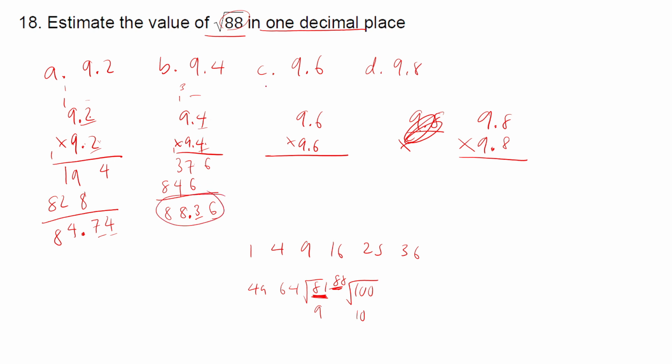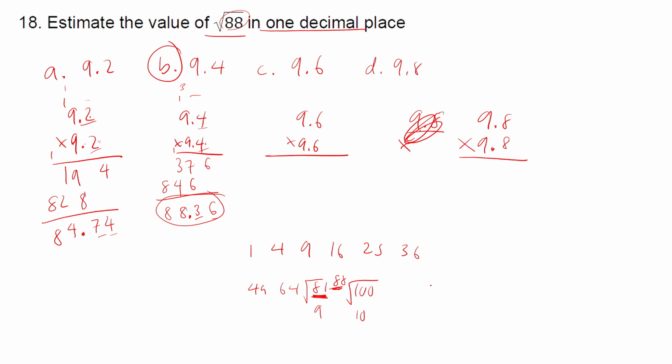And also, if we will try the 9.6, logically, the product of 9.6 by 9.6 is much higher than 88.36. But we're just looking for 88. Well, actually, this answer here is already good. That's why our answer to this question should be 9.4. Okay? And I hope this one is clear with you.